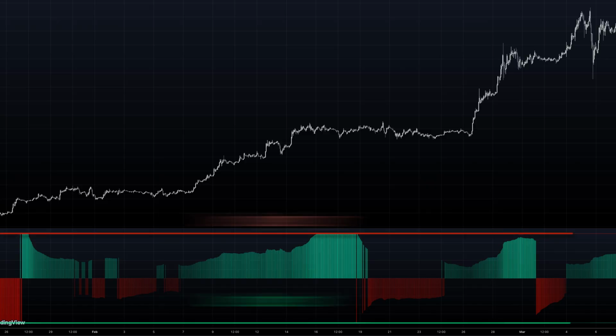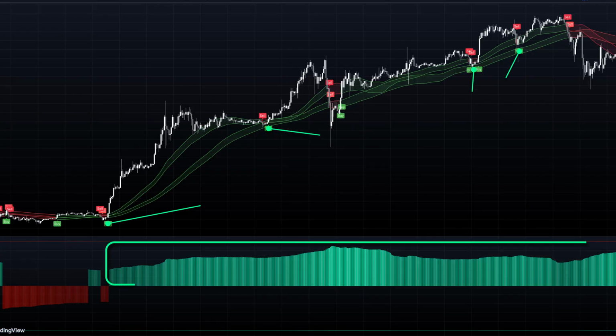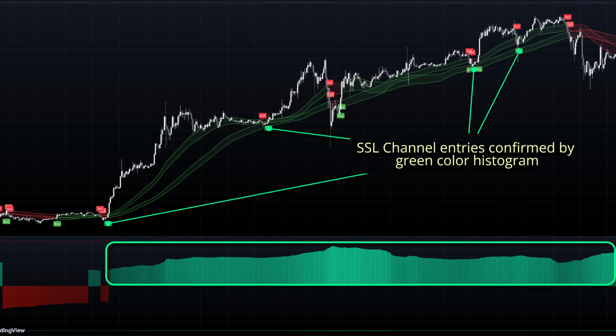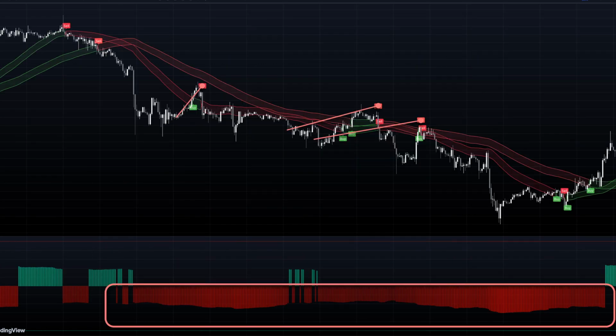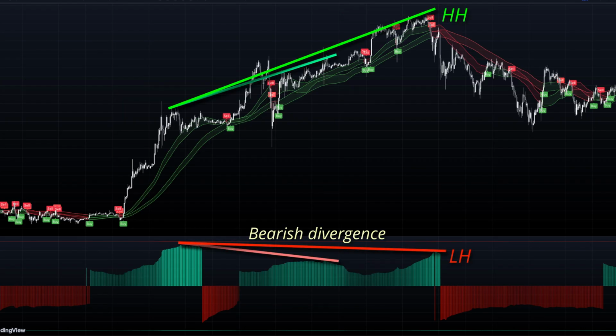While the market sentiment indicator primarily shows overbought or oversold conditions, you can also use it to identify trend strength. As long as the price isn't in the -1 or 1 regions, use it as a long trade entry confirmation when it's green, and short when it's red. The indicator also excels at spotting divergences.